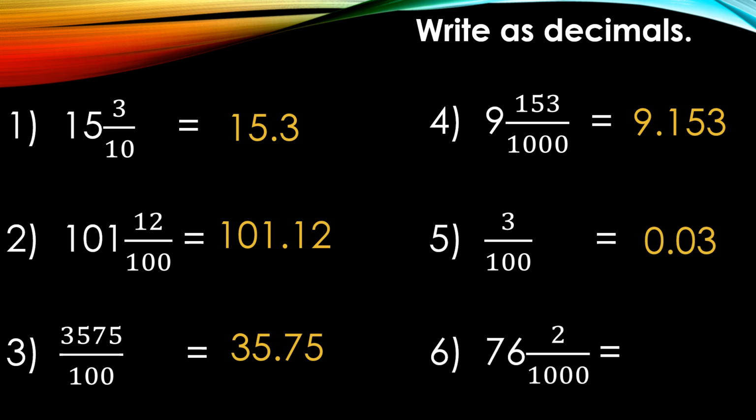Question number 6. 76, 2 upon 1000. See, in this question, 76 is a whole number. So write 76 as it is. And tell me, how many zeros in the denominator? Yes, 3. So in numerator, count 3 digits from the right and put decimal. But here is only 1 digit. So we will put 2 zeros and then a decimal. So the answer is 76.002.